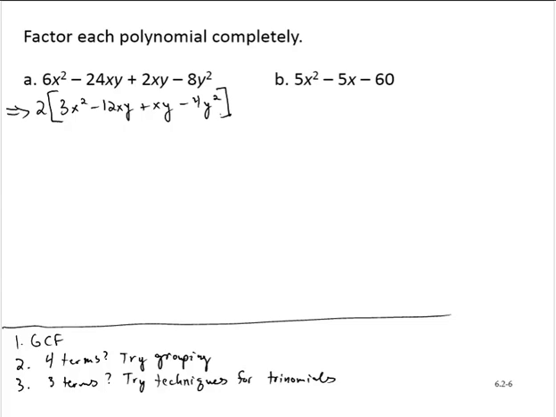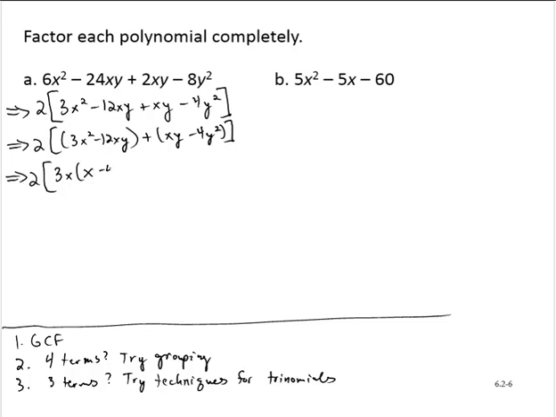I see 4 terms, so I'm going to try grouping. So I'd have 2, bracket, and in my first group I'll have the 3x squared minus 12xy, and in my second group I'll have xy minus 4y squared. Now finding the common factor for the first group, that's 3x. So I have 3x times x minus 4y. My second group, I can factor out a y times x minus 4y.